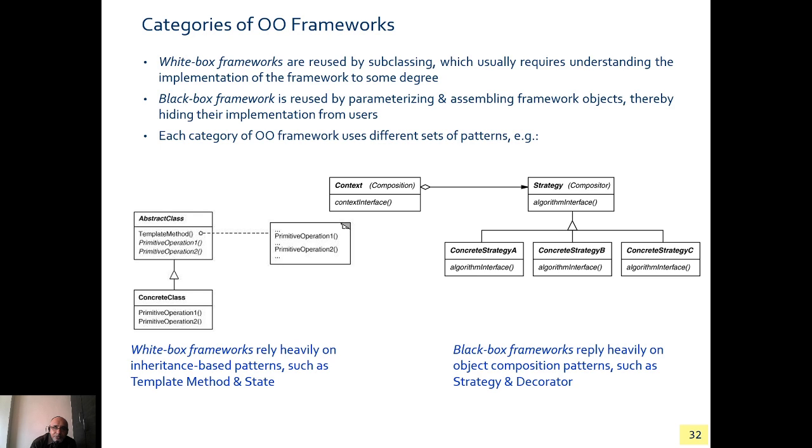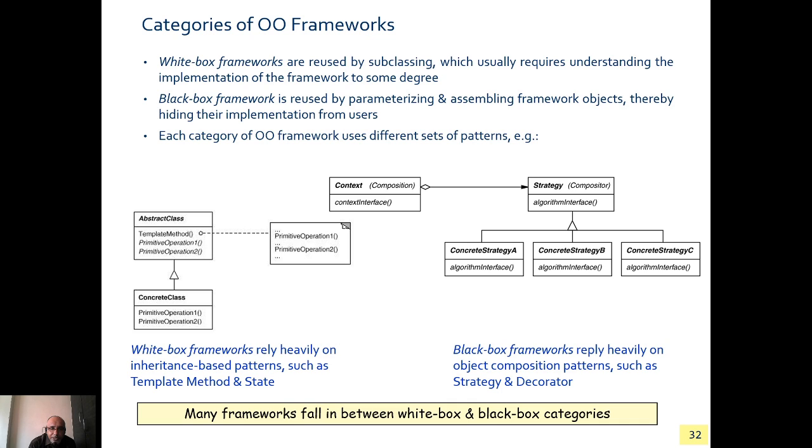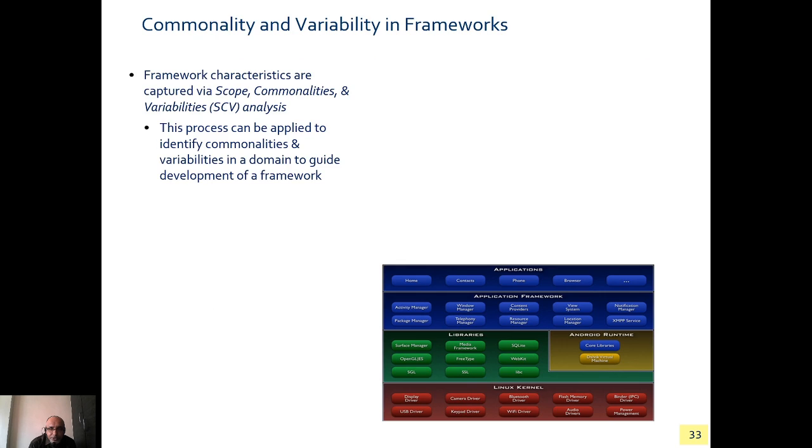We have got a strategy, which is a kind of behavioral design pattern from GOF. You supply the context, right? The strategy has been adopted. Algorithmic interface has been generated to concrete strategy 1, 2, 3. So, they rely heavily on object composition patterns such as strategy and decorator. Decorator, you can see that from the exterior, it will only mark the behavior. So, they fall in between white box and black box. So, pure forms are discouraged, that is purely white box and purely black box. They are discouraged. So, now there is SCV, scope, commonalities and variability analysis.